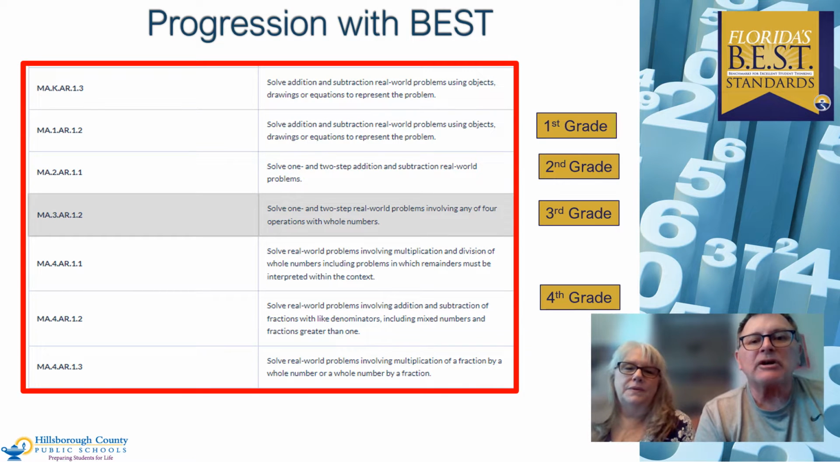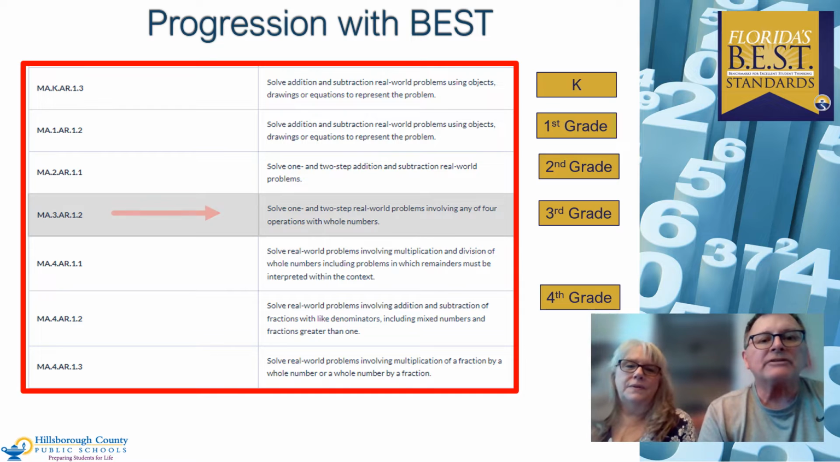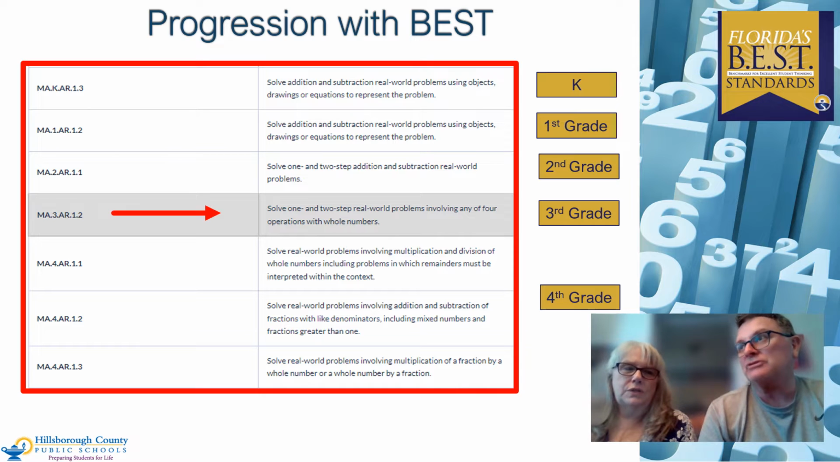So here is the progressions with BEST. We're going to focus on third grade AR1-2, solving 1 and 2 step problems, but the task that you engaged in is a two-step problem. So you can take a look at all of these here and see how they all connect, but we're focusing on third grade AR1-2.